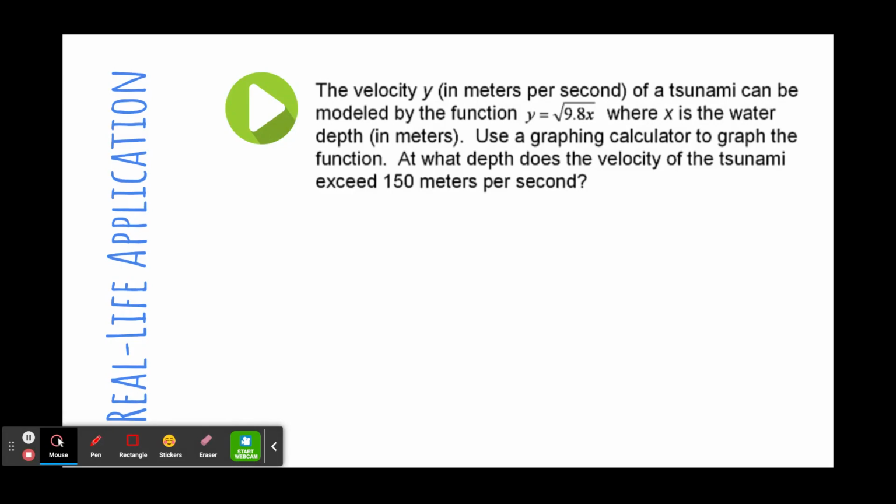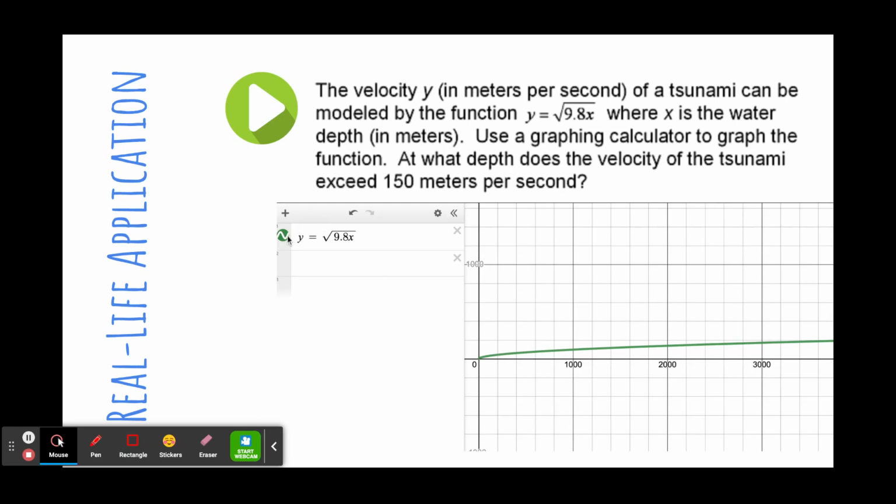Okay, for this word problem, we have the velocity y in meters per second of a tsunami can be modeled by this function. y is equal to the square root of 9.8x, where x is the water depth in meters. It says using a graphing calculator to graph the function, at what depth does the velocity of the tsunami exceed 150 meters per second? All right, since we do not have a graphing calculator, I've taken the liberty of using Desmos. So I'm going to show you what this looks like if we use a Desmos calculator right here. So we put in the function, and this is what it looks like.